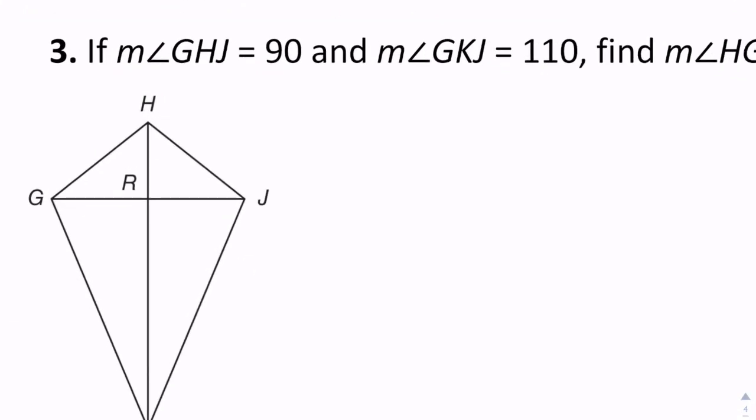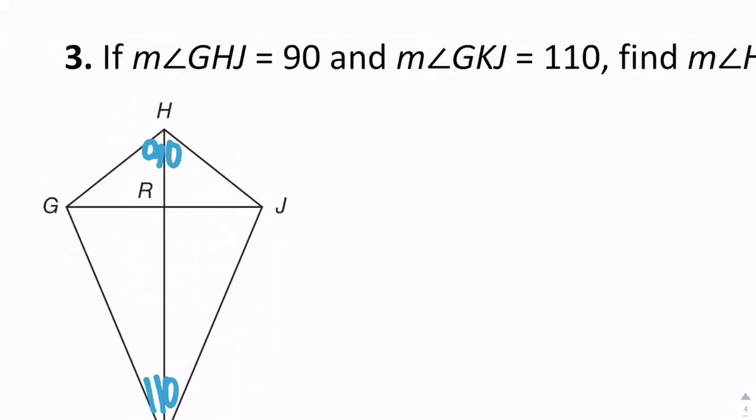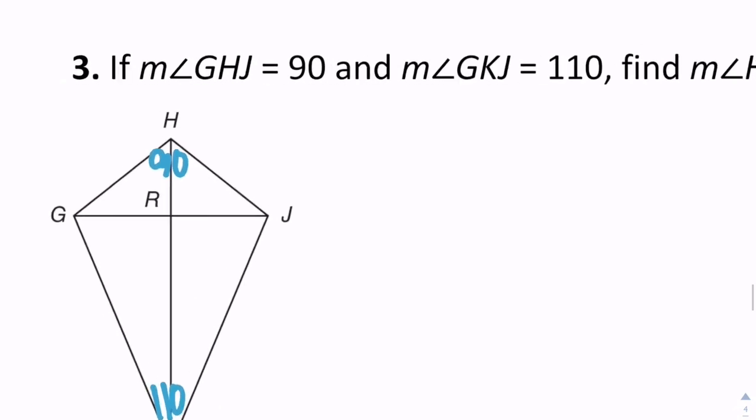If angle JHJ, so that's this one right here, is 90, and GKJ, this one down here, is 110, find HGK. So we're going to find this right here. A couple ways to do this. One thing I know is that this angle and this angle are congruent. So I'm going to call them both x.